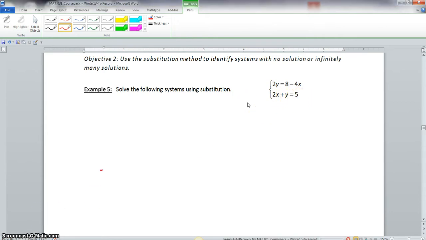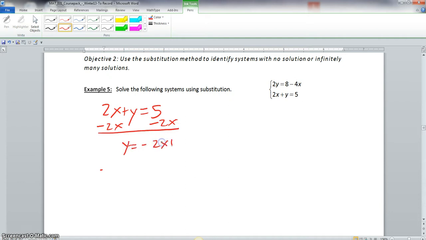So now let's take this equation here, 2x plus y equals 5. Now, we want to get y by itself, so we subtract 2x on both sides. And now we have y equals negative 2x plus 5. Now, we could put this in the other equation, substitute in negative 2x plus 5 for y. So we will have 2 times negative 2x plus 5 is equal to 8 minus 4x. 2 times negative 2x is a negative 4x. 2 times 5 is 10. Is equal to 8 minus 4x.